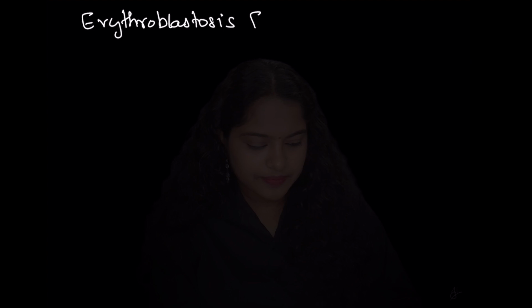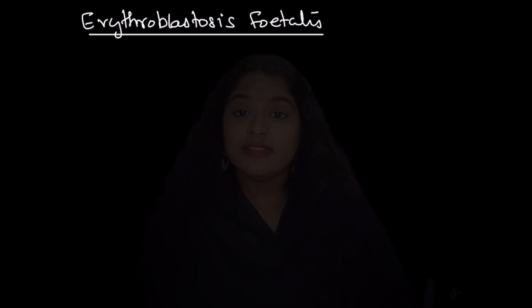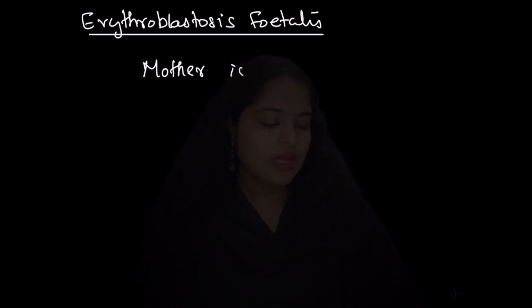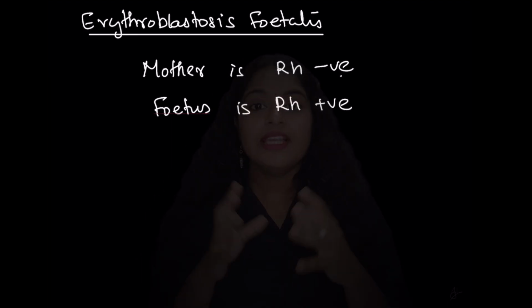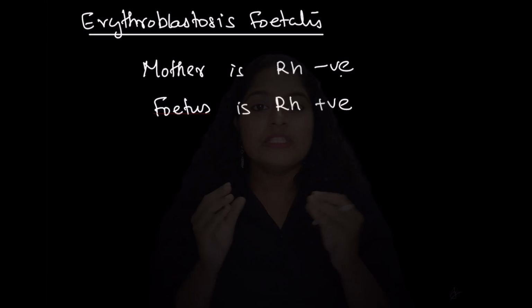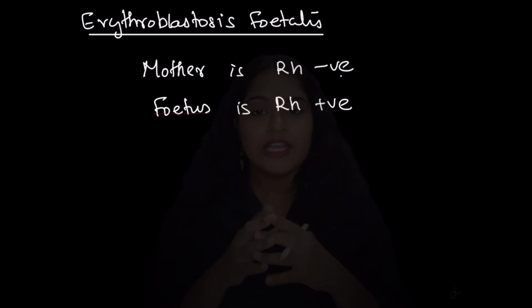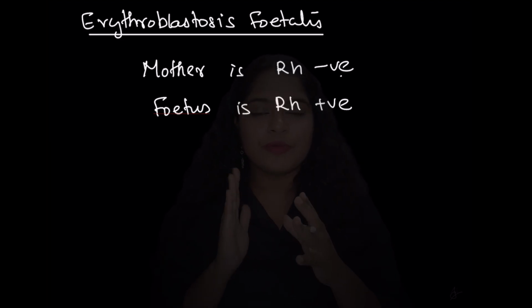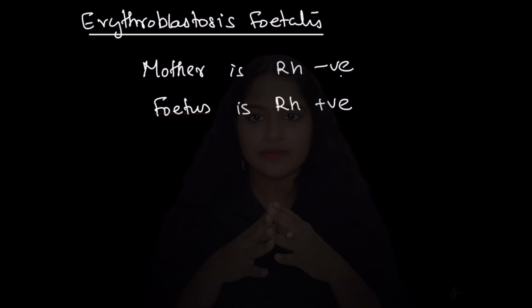Now we will see a special case of RH incompatibility, that is erythroblastosis fetalis. This condition only occurs when the mother is RH negative and the fetus is RH positive. So if an RH negative mother is pregnant with an RH positive fetus during the first pregnancy, no problem will be there. The placenta properly separates the mother's blood and the fetus blood.